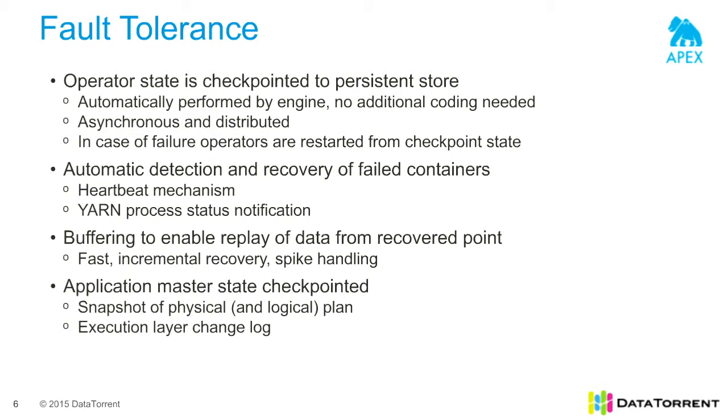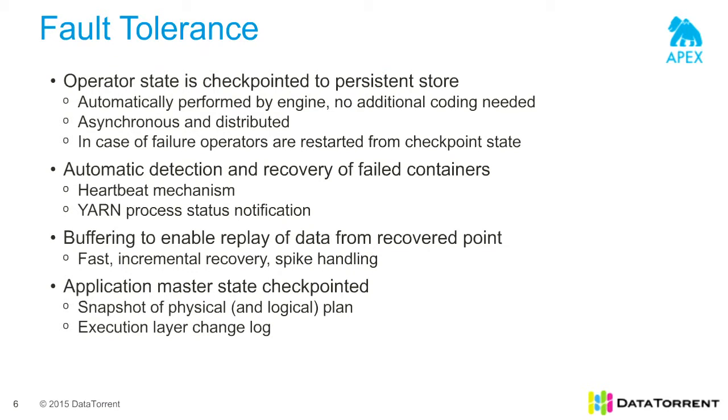Failures of processes are detected automatically, and the recovery of failed containers is orchestrated by the application master. As part of that, it will identify all the affected pieces of the processing graph, and it will recover only those that need to be recovered. That means Apex supports incremental recovery as opposed to resetting the full topology. There's a heartbeat mechanism that is used to check the health status of the containers, and there's also Yarn's process status notification that will be used to detect process failures.